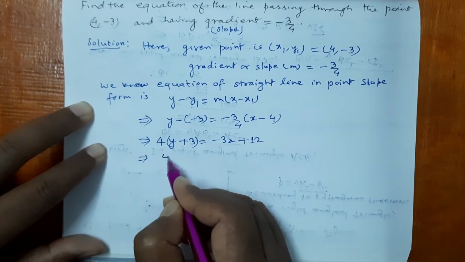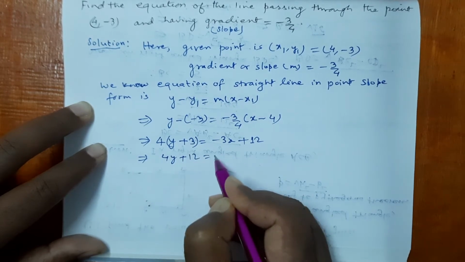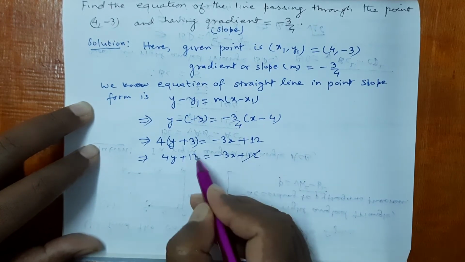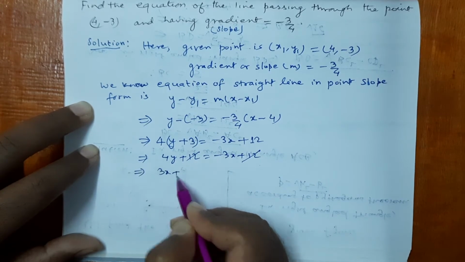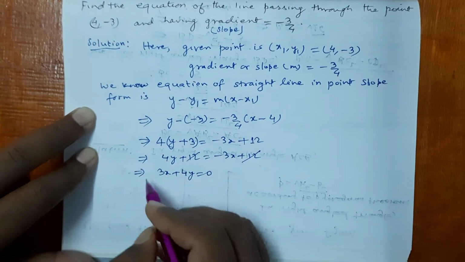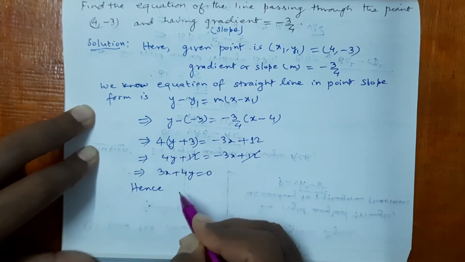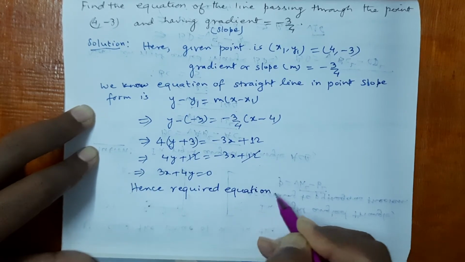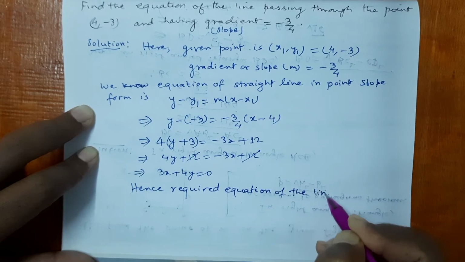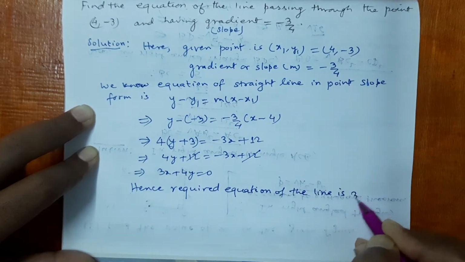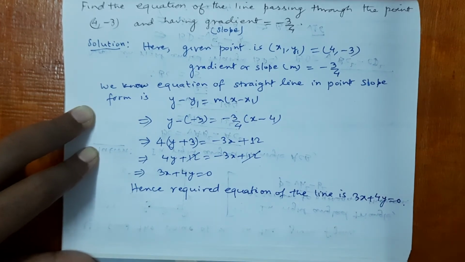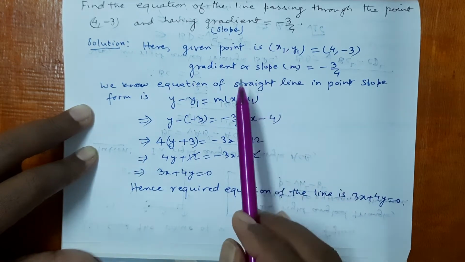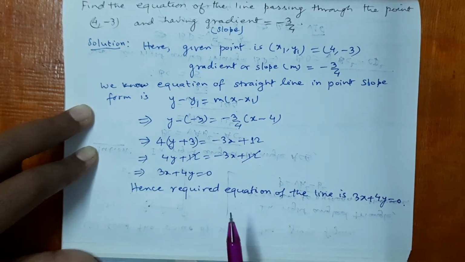And now 4 times y is 4y, 4 threes are 12, equals -3x plus 12. This 12, when it comes here, becomes minus 12, so the 12s cancel. So this implies 3x plus 4y equals 0. Hence the required equation of the line is 3x plus 4y equals 0. In this way, if one point is given and slope is given, using point slope form we can find the equation of a straight line.